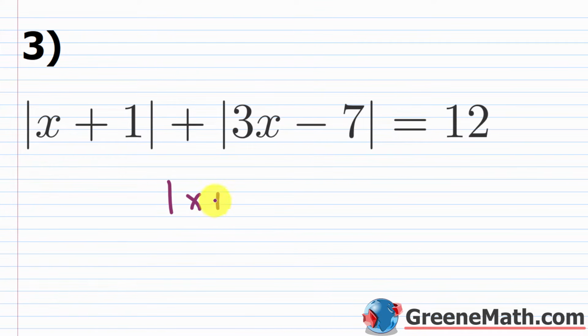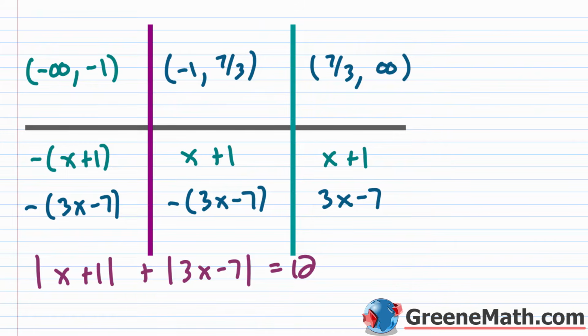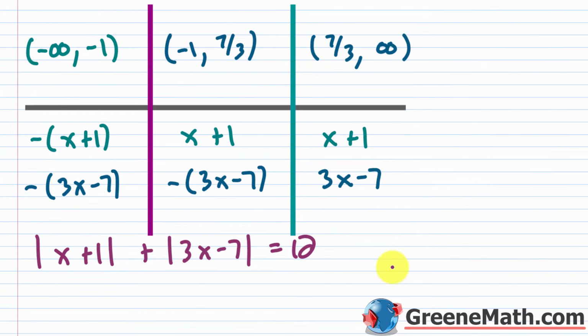So the absolute value of x plus 1, plus the absolute value of 3x minus 7, equals 12. Okay, so let me pause for a minute and talk about something that's probably a question you're going to ask. I get this question a lot. So when some people set up these problems, you'll see them include negative 1 here. And the reason you would include negative 1 here is because at negative 1, this guy right here is going to be 0.